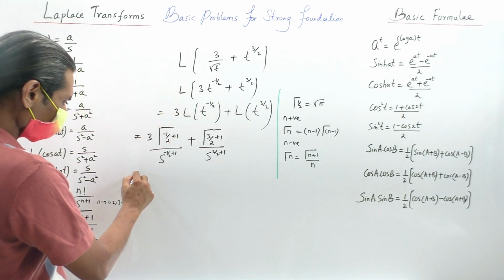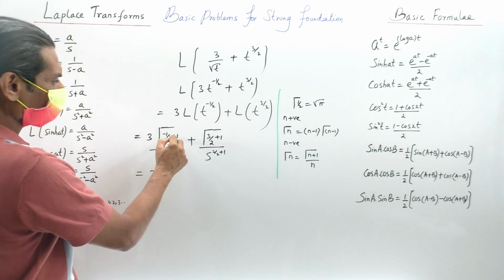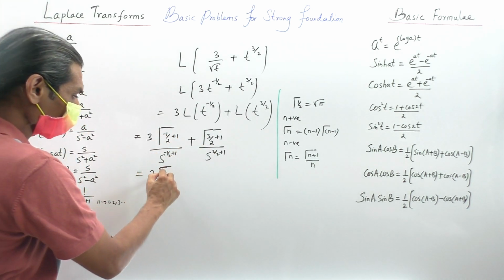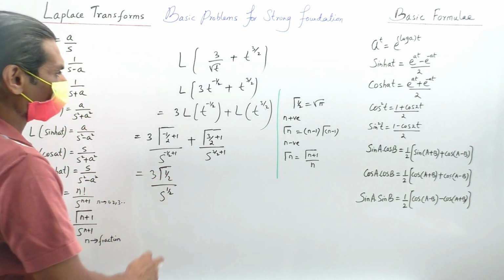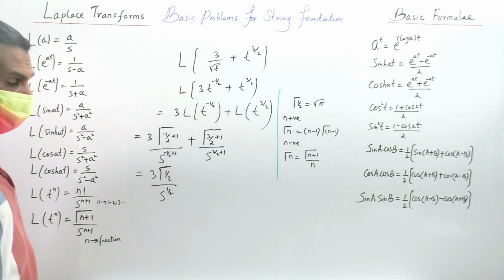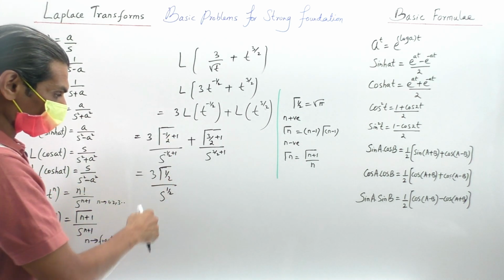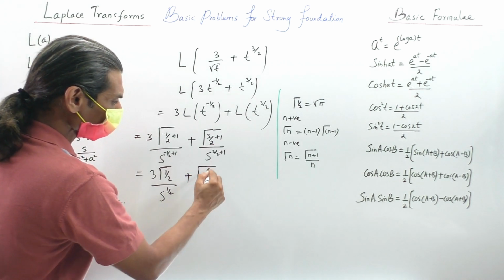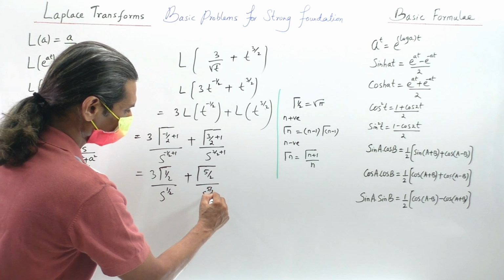So, this will be now 3 gamma. See, what is minus 1 by 2 plus 1? 1 minus 1 by 2 is 1 by 2, upon s raised to 1 by 2. Am I right? Correct. Then plus gamma 3 by 2 plus 1, which is 5 by 2, s raised to 5 by 2.